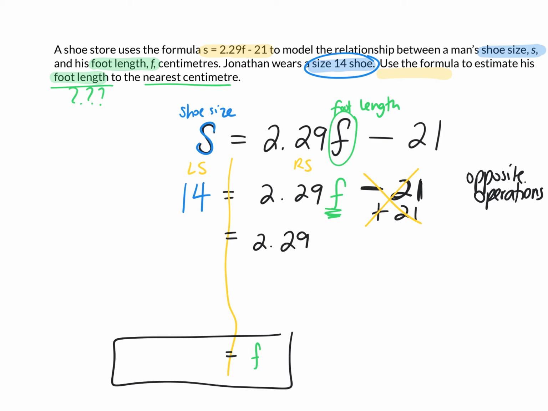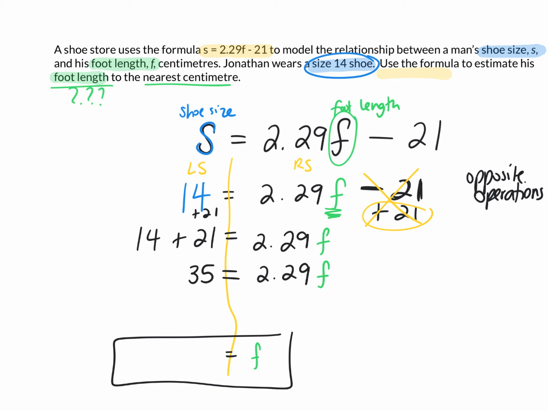So I'm just left with 2.29 times F on the right side. But because I did this plus 21 on the right side, what do I have to do to the left side? I have to add 21. So we're going to do 14 plus 21 on the left side. Okay, can we simplify that? What's 14 plus 21? That's right, 35. So 35 is equal to 2.29 F, which means times F.